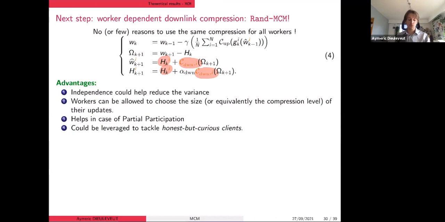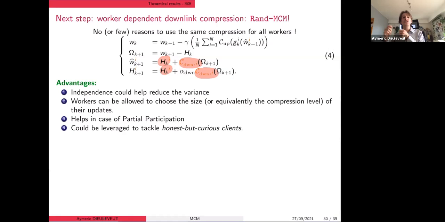So this is useful in many situations. First, this independence can help in convergence, we're going to see it. And it's just a natural thing to do to consider independent compressions. That's what we do on the uplink direction. Why not do it on the downlink compression? Then the workers could be allowed to choose the compression level that they want. So it's just useful in practice. It can also help in case of partial participation. I can expand on that if you want. And it could be used, and we don't precisely quantify that, as an attempt to limit, let's say, honest but curious clients.